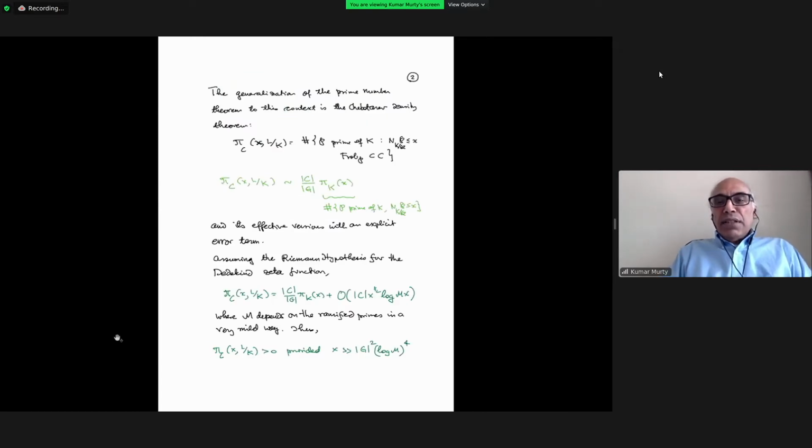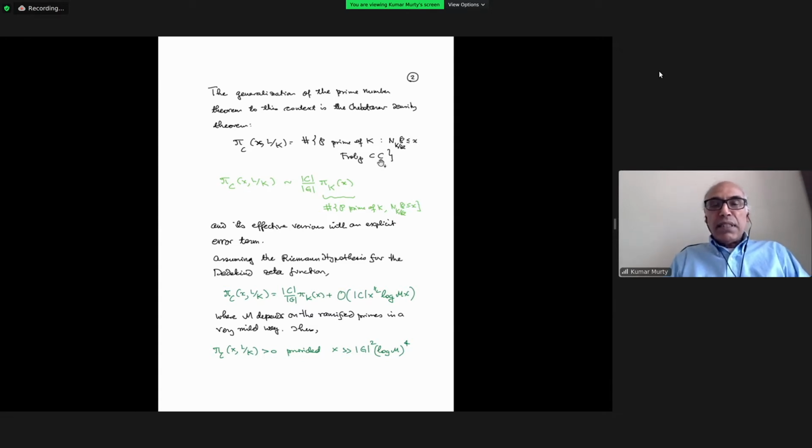So then the generalization of the prime number theorem in this context is what's called the Chebotarev density theorem, which counts the number of primes of the base field whose norm is less than or equal to x, which are unramified in L and whose Frobenius conjugacy class is contained in this C. Remember, C may not be a conjugacy class; it might be just a conjugacy set, something stable under conjugation.